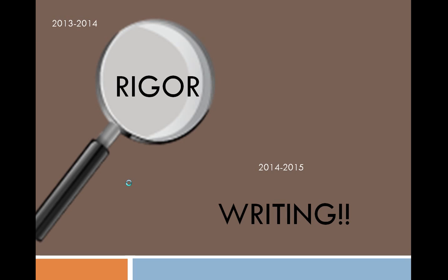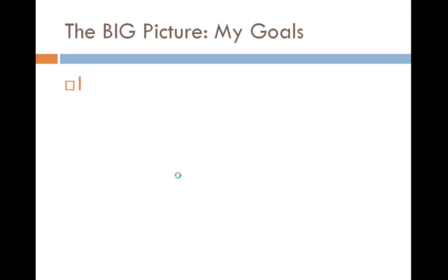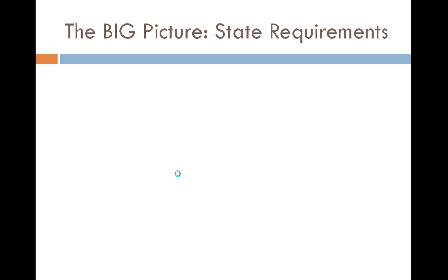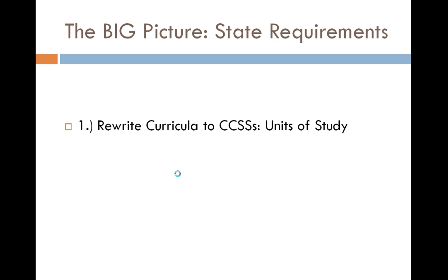We want to make sure that we are requiring enough writing for the learning purposes. My goals are always to improve instruction and meet state requirements. So what are those state requirements? Well, they want us to rewrite our curriculum to the Missouri Learning Standards, and we are going to do that by writing logical units of study.